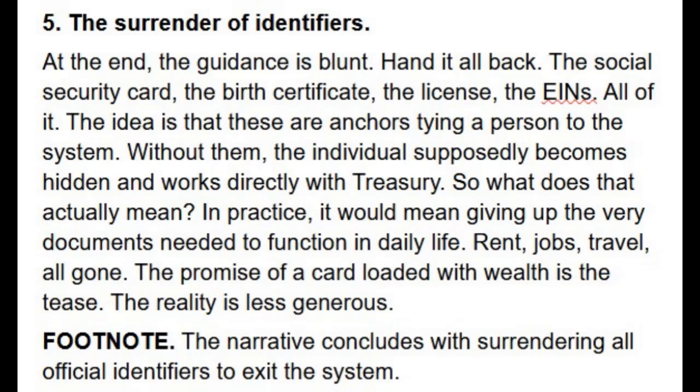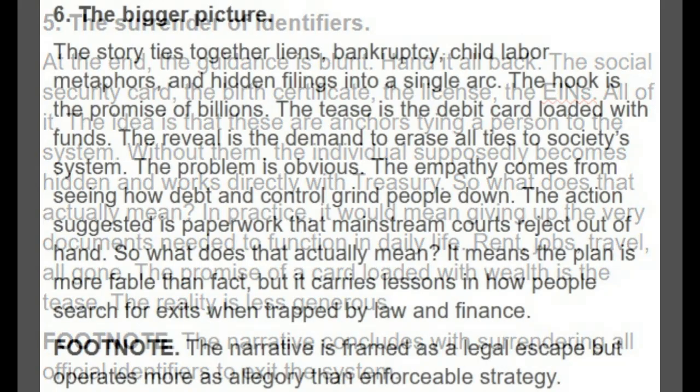So what does that actually mean? In practice, it would mean giving up the very documents needed to function in daily life. Rent, jobs, travel, all gone. The promise of a card loaded with wealth is the tease. The reality is less generous. Footnote. The narrative concludes with surrendering all official identifiers to exit the system.